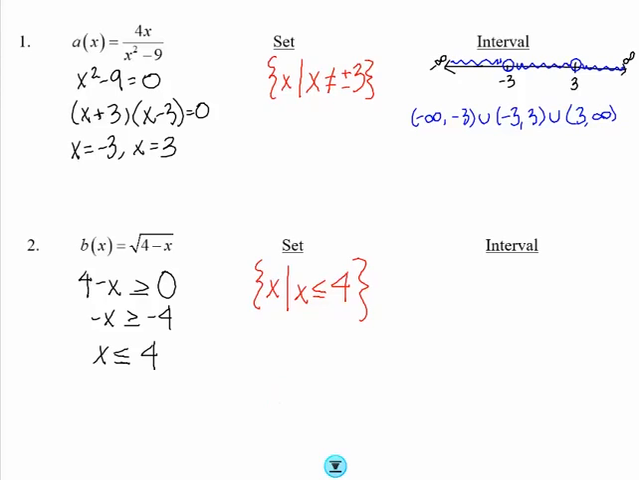For interval notation, if we think about our number line, we are looking at all of the x values where x is less than or equal to 4. Since we are including 4 in our interval, we are going to say that our domain is negative infinity to 4, and we're going to put a bracket on 4. So the bracket indicates that you are including that number in your interval.